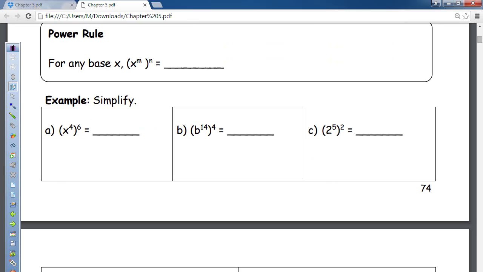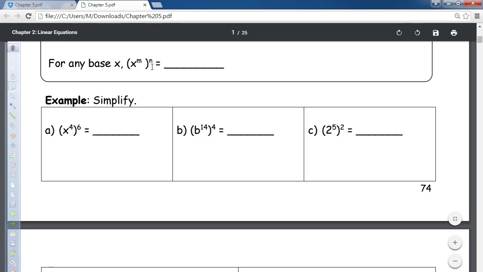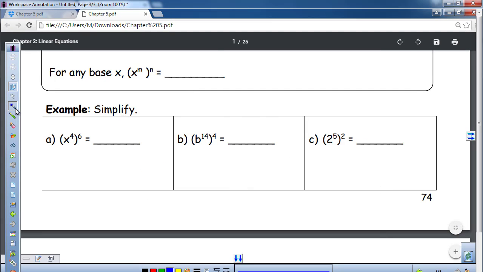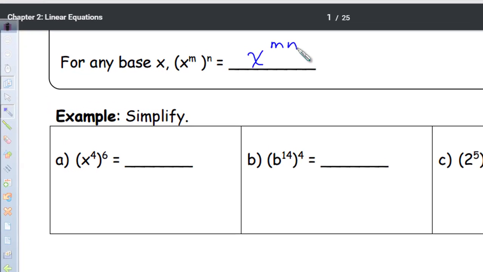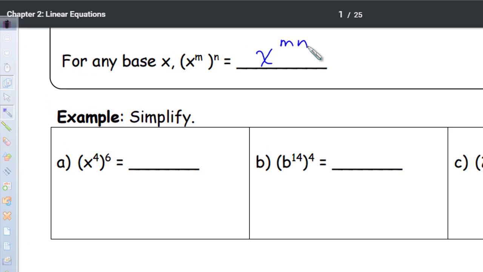Okay, so we have a power rule where we have a base that's raised to a power, and then that piece is raised to a power. So it looks like this: x to the m raised to the nth power, and so we're going to get x to the m times n. Okay, we multiply the exponents. So if I have x to the 4th raised to the 6th, that's going to be what? X to the 24th.